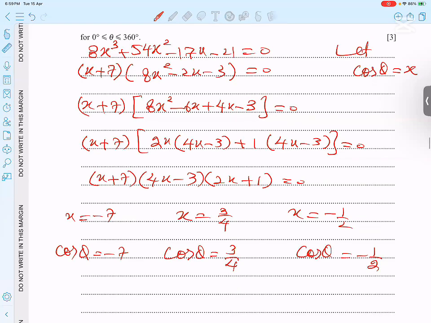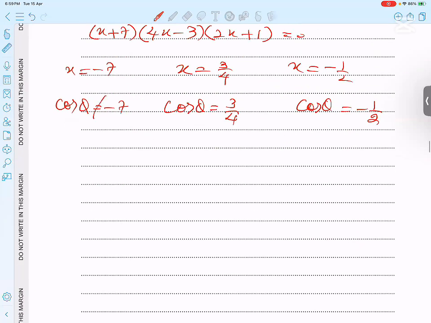Now, student, look carefully. This is no way, impossible, because the highest value is plus 1 and the lowest value is minus 1 for cos and sine, and in the middle, okay, above that is not possible, so no solution.